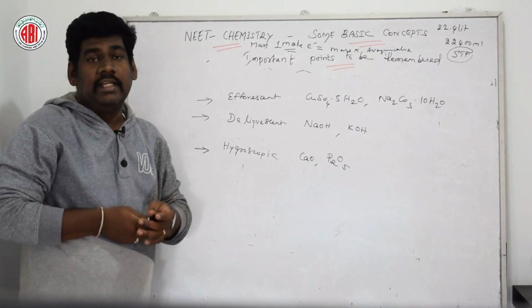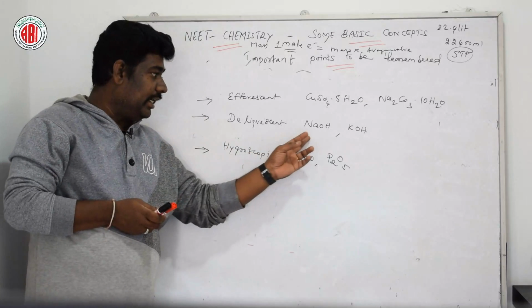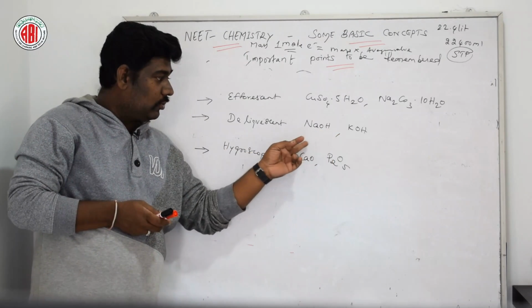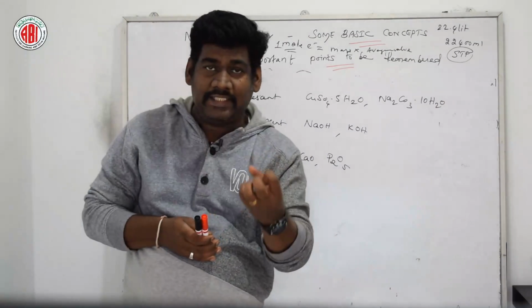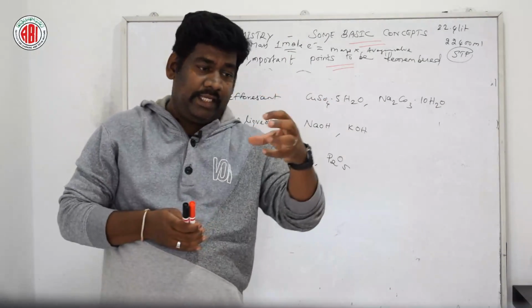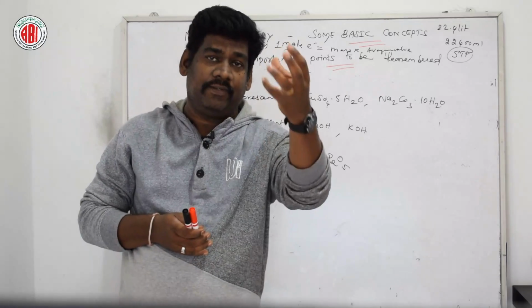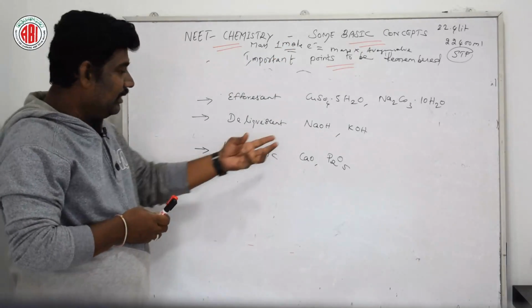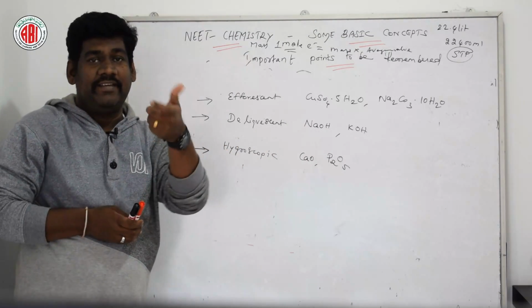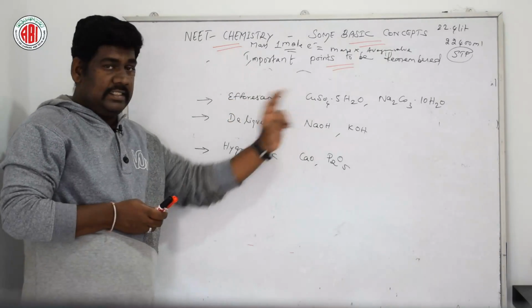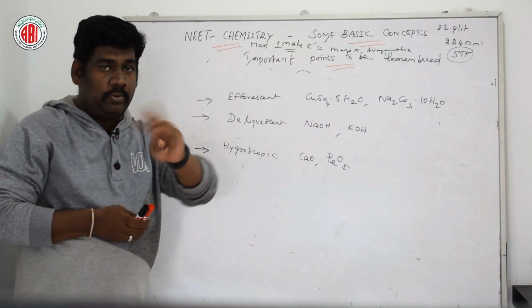Deliquescent means some solid substances like NaOH and KOH, sodium hydroxide and potassium hydroxide, have the tendency to absorb moisture from the air. They can easily absorb the moisture from the air. So these substances are said to be deliquescent substances, and the process is said to be deliquescence. Efflorescence and deliquescence are two different terms.